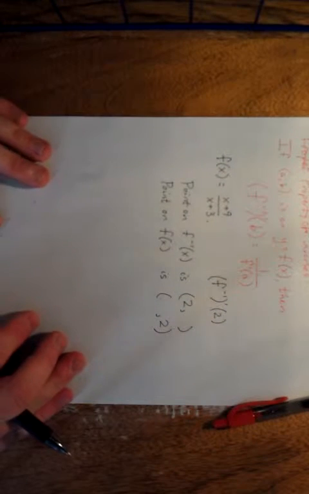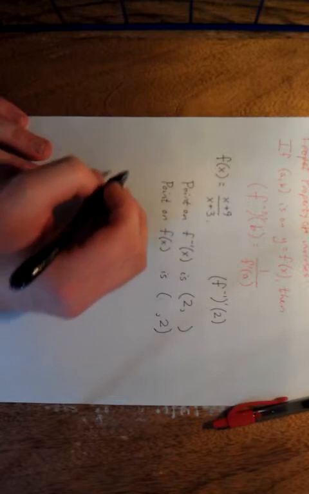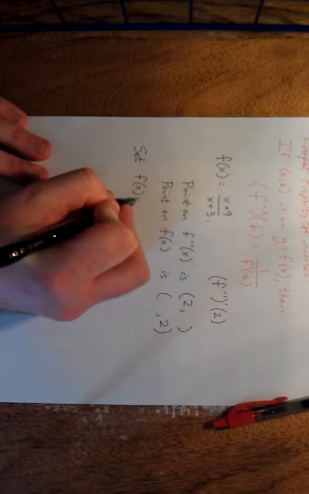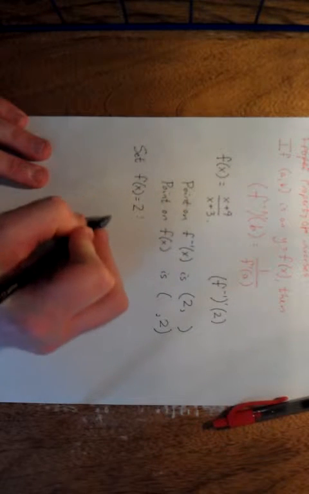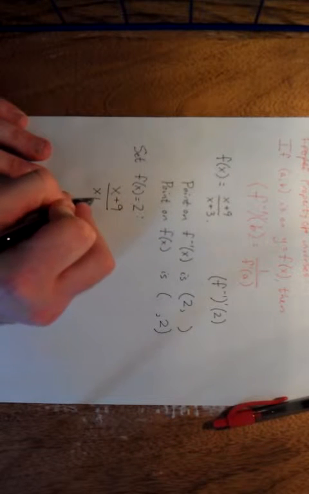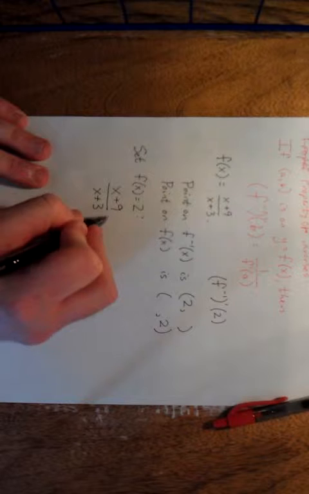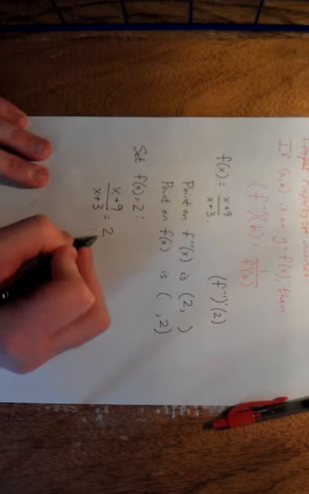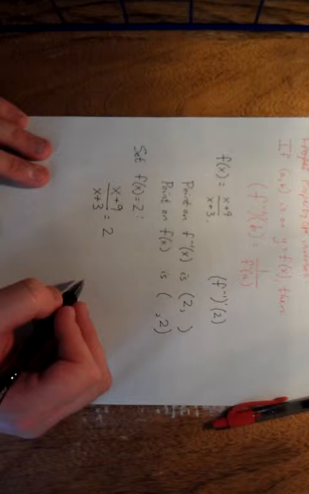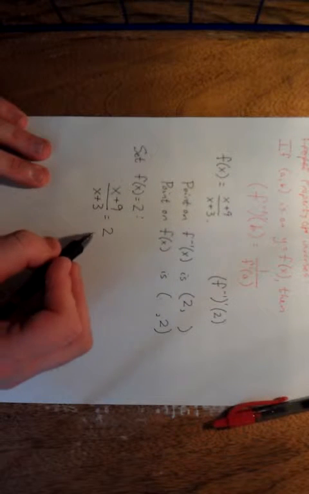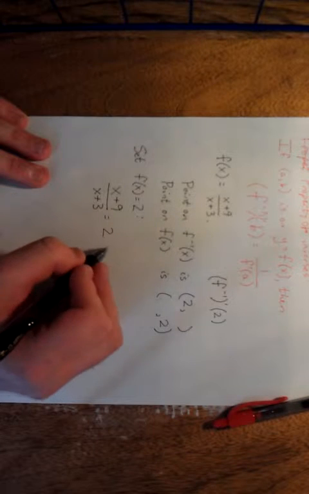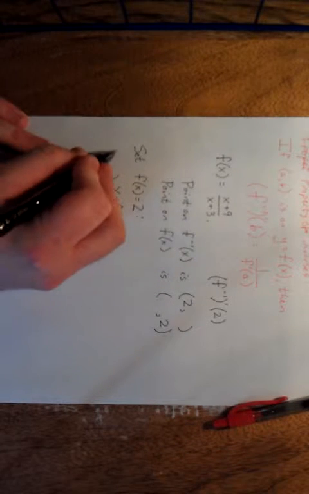Let's move that paper down a little bit. What we're going to do is set f of x equal to 2 to figure out the associated x value. x plus 9 over x plus 3 is equal to 2. We're going to solve that. Now the technique for solving this, generally what I tell my classes is that fractions are horrible, evil things that are worthy of being destroyed. So what we're going to do is destroy us some fractions.